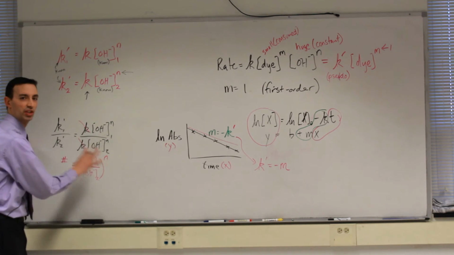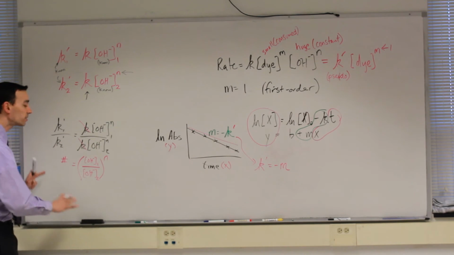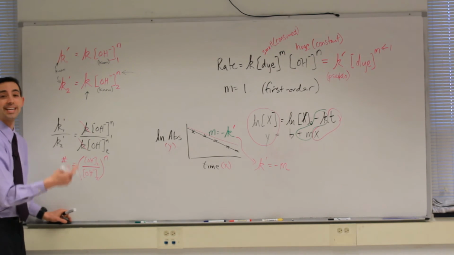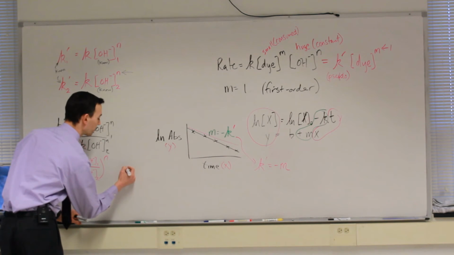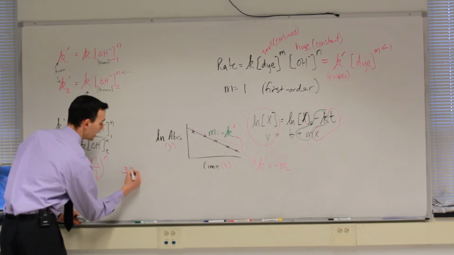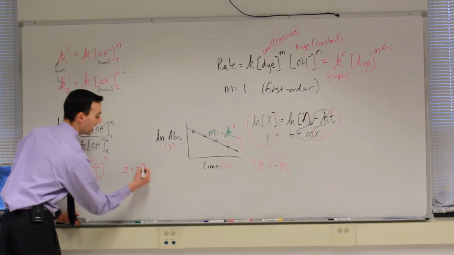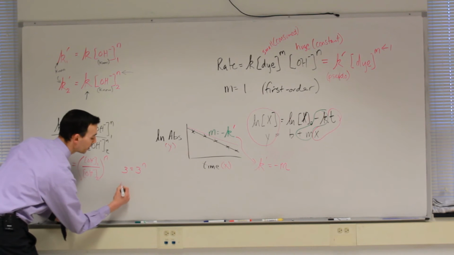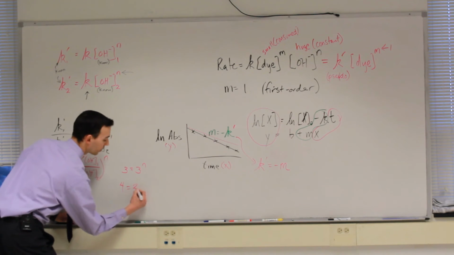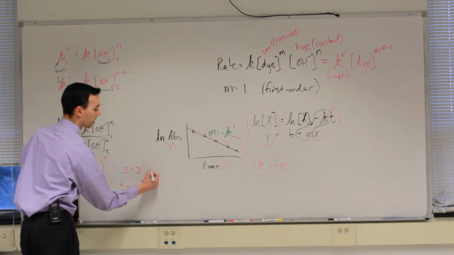This expression should come out to look like something pretty easy to solve. By easy to solve, for example, it might be something like 3 equals 3 to the nth power, or something really close to that. Maybe it would be something like 4 equals 2 to the nth power.